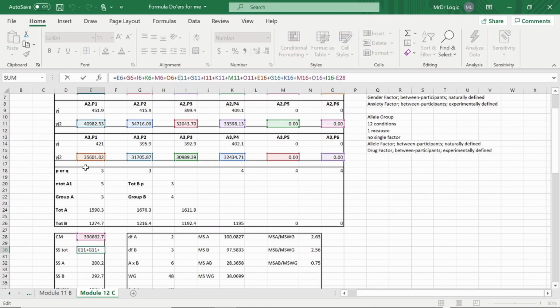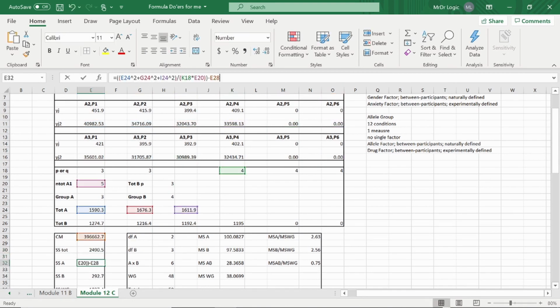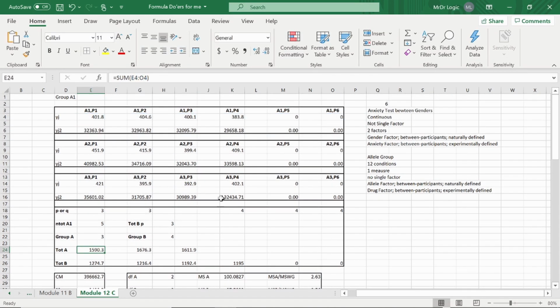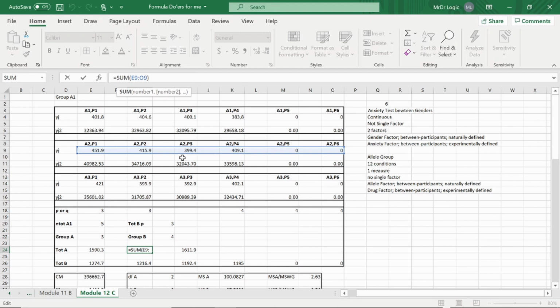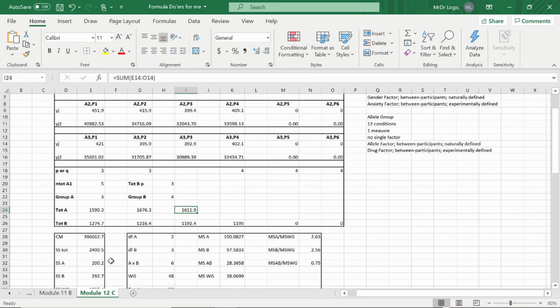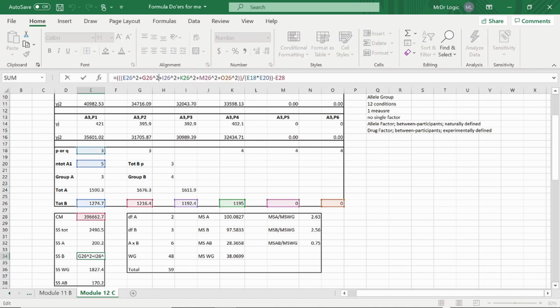And then you have all of them being added together. And then the SSA squared, and then all of them being added together. Just to prove to you that that is the case, sum of E to O, so all of these are being added together. Sum of E to O, all of these being added together. Honestly, I don't trust the standard deviation this Excel gives me. This one was a little trickier to figure out, but essentially it's the same thing.